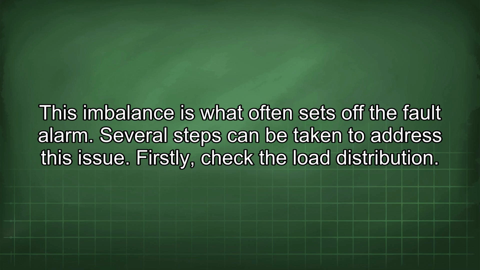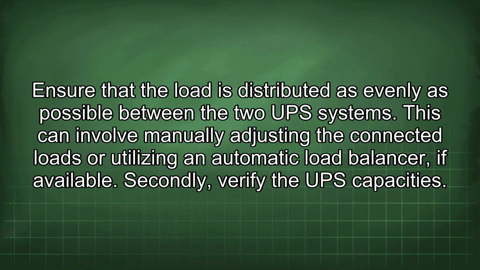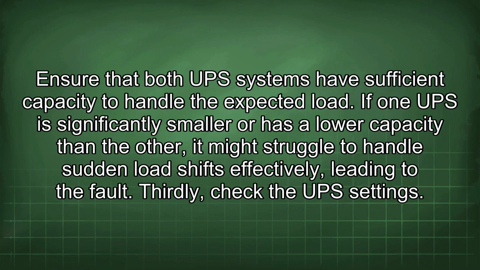Firstly, check the load distribution. Ensure that the load is distributed as evenly as possible between the two UPS systems. This can involve manually adjusting the connected loads or utilizing an automatic load balancer if available. Secondly, verify the UPS capacities. Ensure that both UPS systems have sufficient capacity to handle the expected load. If one UPS is significantly smaller or has a lower capacity than the other, it might struggle to handle sudden load shifts effectively, leading to the fault.